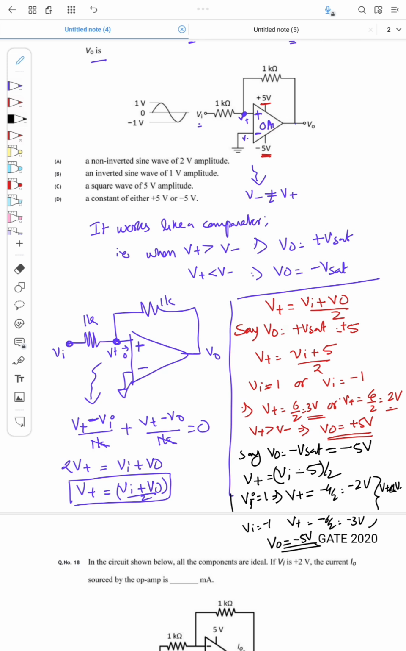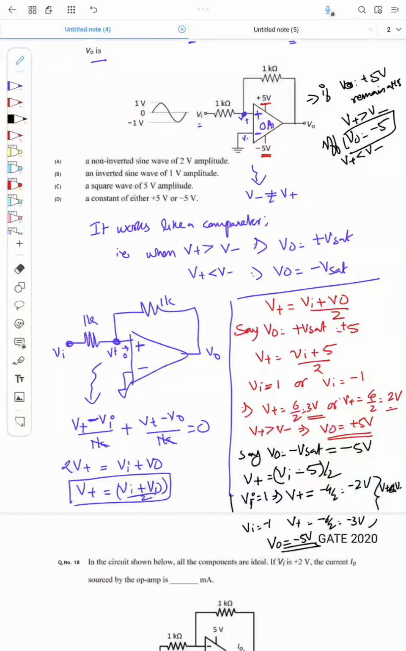So whenever Vi is right, if V naught is plus 5, it will remain at plus 5. Whether Vi is 1 or minus 1, the V plus is always greater than V minus. And if V naught is equal to minus 5, V plus is always less than V minus, which means it will remain at minus 5.